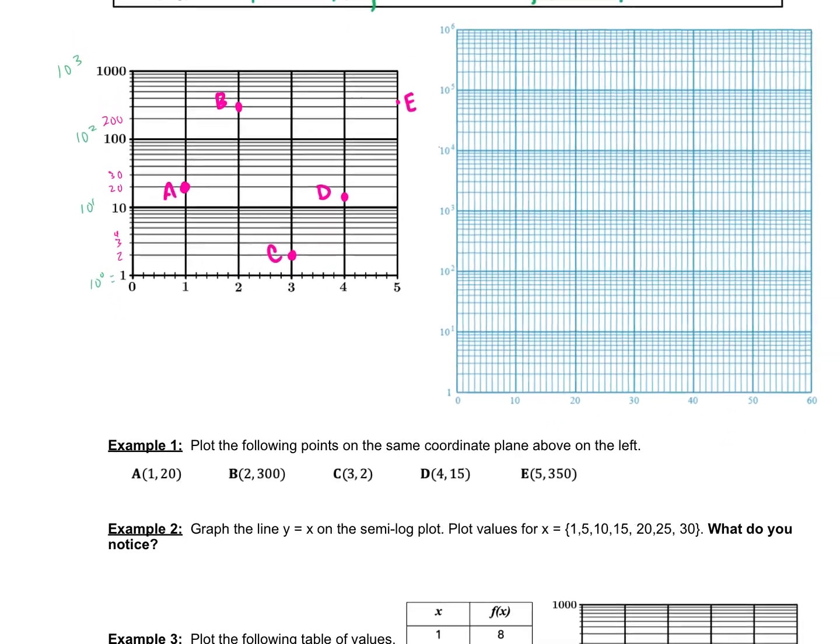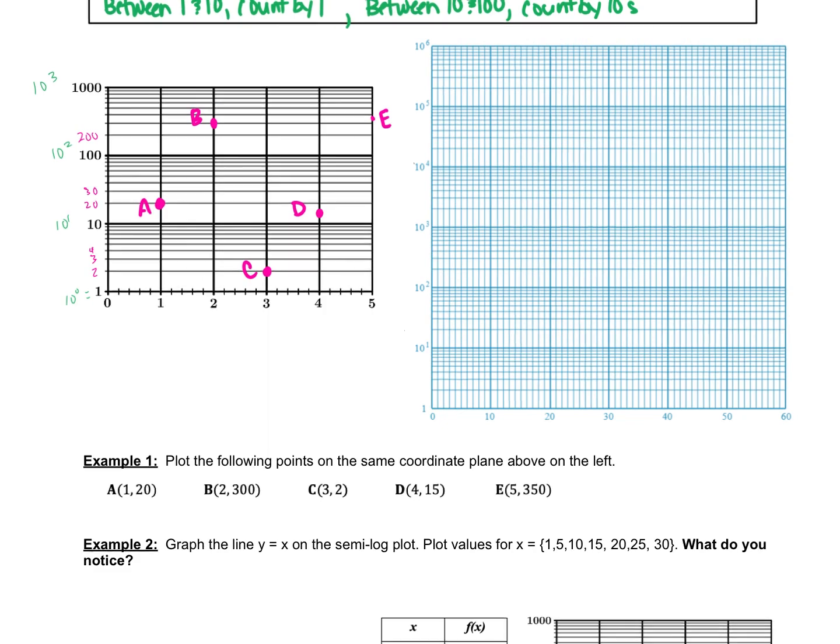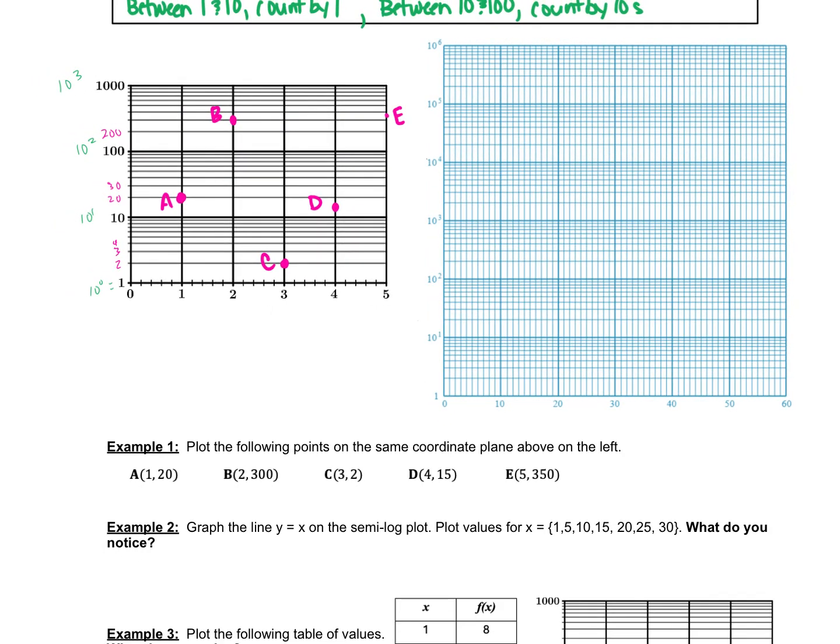Let's look at the next one. This one we're going to do on the one on the right. We want to graph the line y equals x, and it gives me the values that it wants me to use. So when x is 1, what would y be? 1. When x is 5, y would be 5, when y equals x. So I want you to take a second, and on that blue graph paper, I want you to graph y equals x using those points that they gave you right there in that bracket.